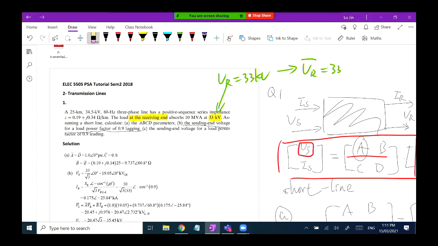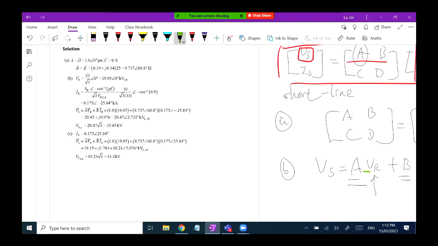It's 33 kilovolts with 0 degrees. This is VR. And this vector will be used as our VR given in this equation. VR solved.